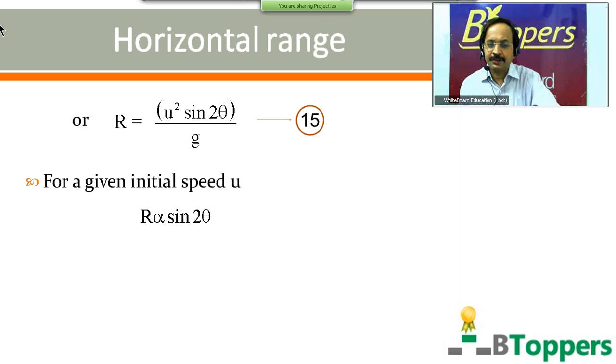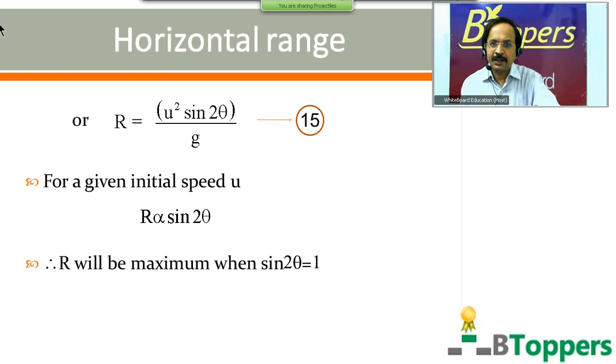So for a given initial speed of projection, the horizontal range is proportional to the value of sin 2 theta. So the horizontal range of the projectile will be maximum when sin 2 theta is maximum. Maximum value of sin 2 theta equal to 1. So for a given initial speed of projection, horizontal range will be maximum when sin 2 theta equal to 1. That is when 2 theta equal to 90 degrees, or theta equal to 45 degrees.